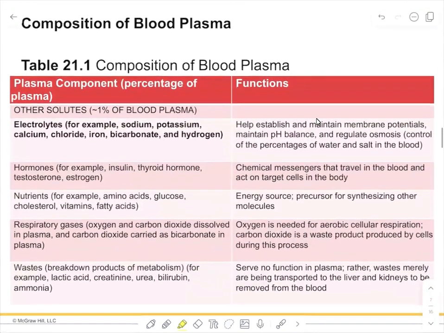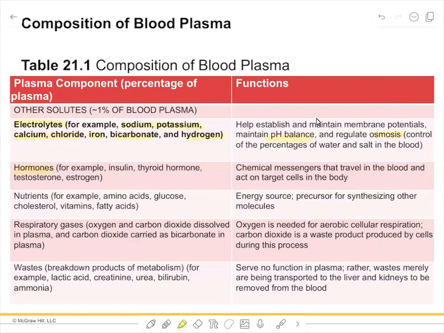Also within the blood plasma, we have other solutes like electrolytes. These are things like sodium, potassium, calcium, chloride, iron, bicarbonate, and hydrogen. And they do all kinds of things. They maintain blood pH, regulate osmosis, and are representative. They help to control the percentages of water and salt in the body.